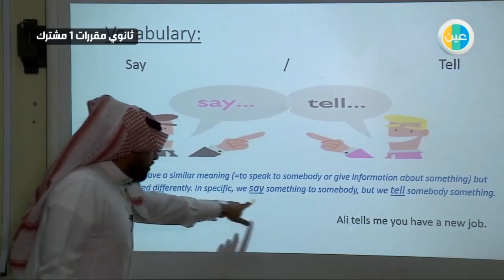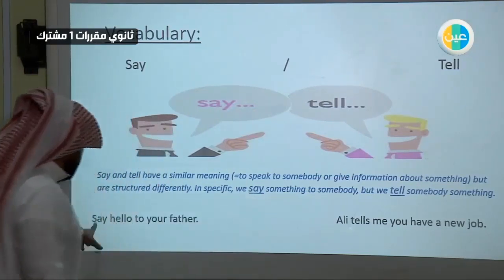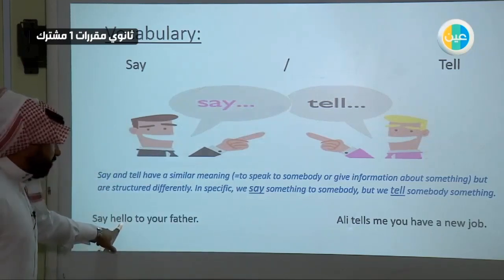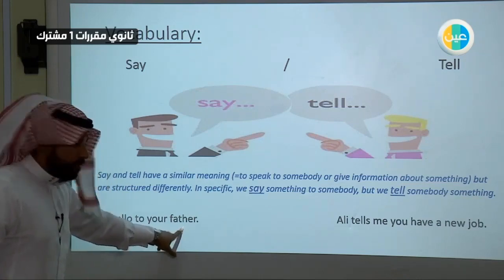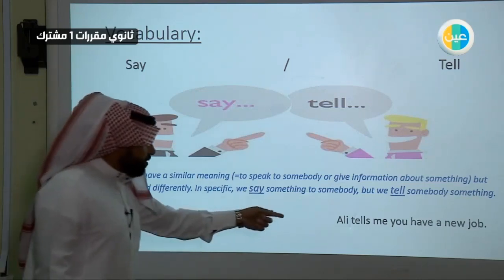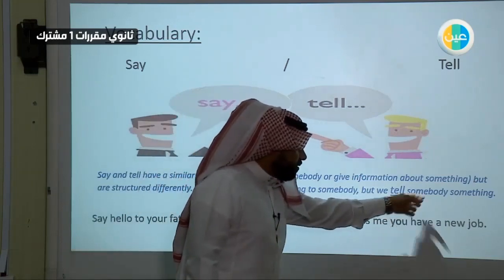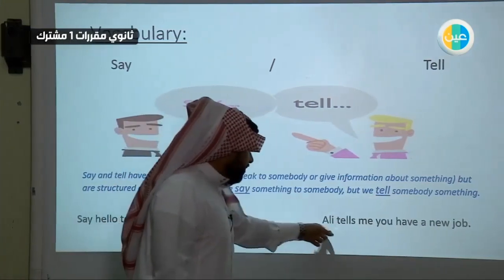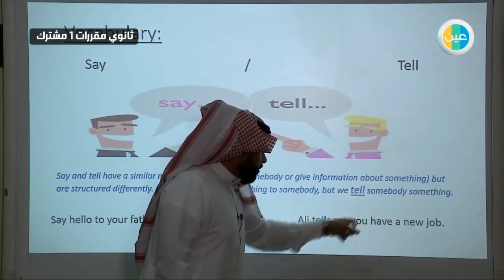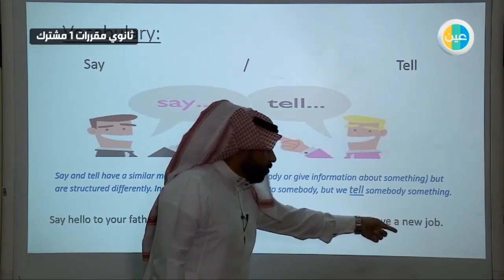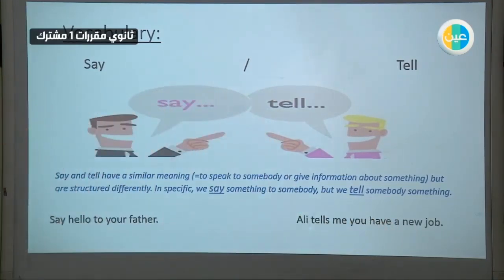We say something to somebody. We say something. So, for example, here, say hello. So, hello is something, to somebody, to your father, to someone here. And when we use tell, we use tell somebody something. Ali tells me. So after tell, we use somebody, and then we talk about something later. This is the difference between these two words.